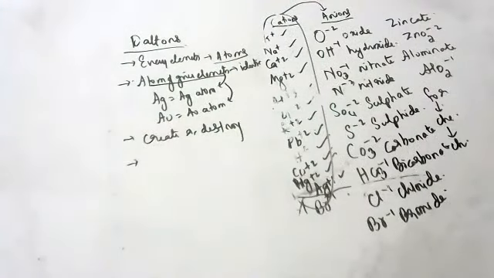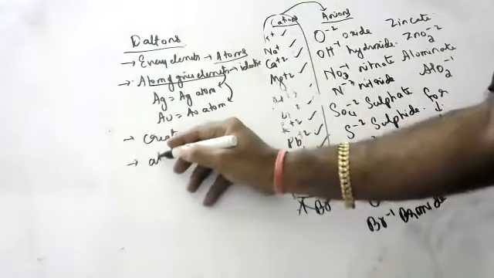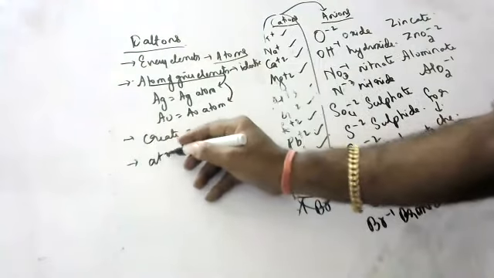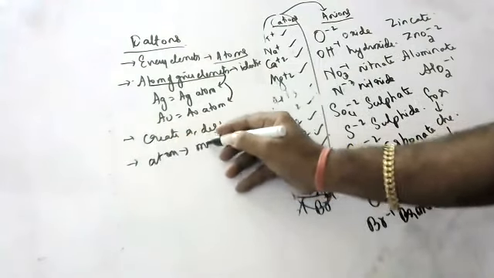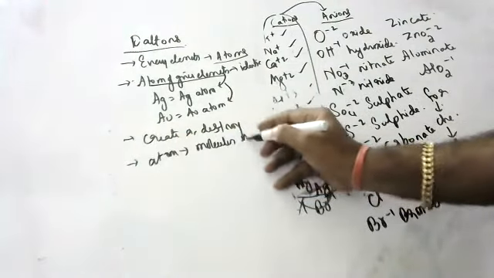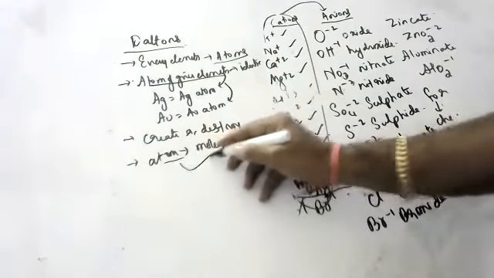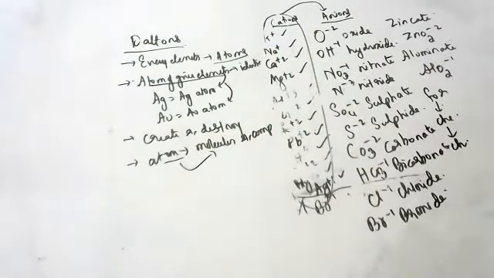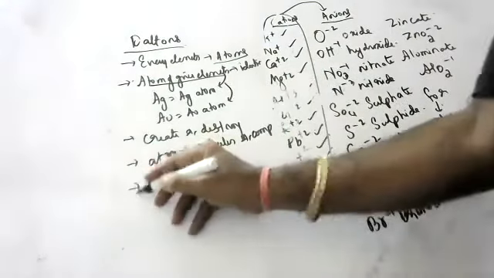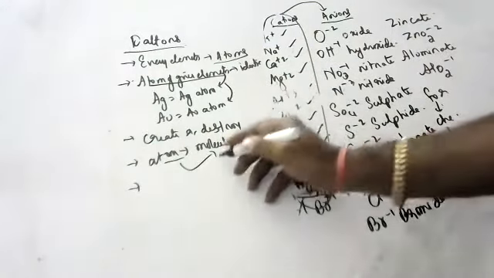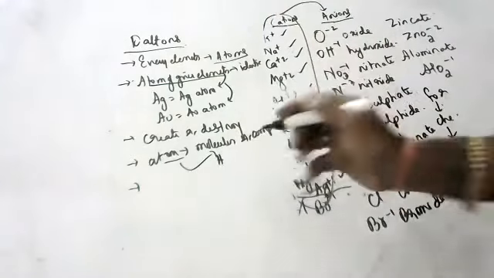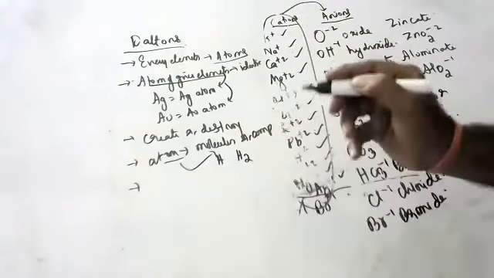Compounds are formed when atoms of different elements combine with each other in small whole number ratios. Atoms combine to form molecules or compounds. Why? Because atoms are unstable. They will attain stability by forming molecules. Pure hydrogen atoms, sir, you will never get, children. But hydrogen molecule you will get.